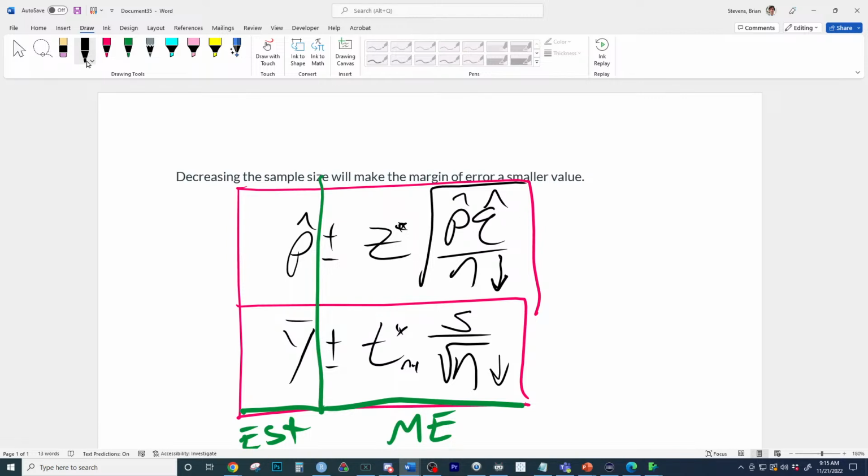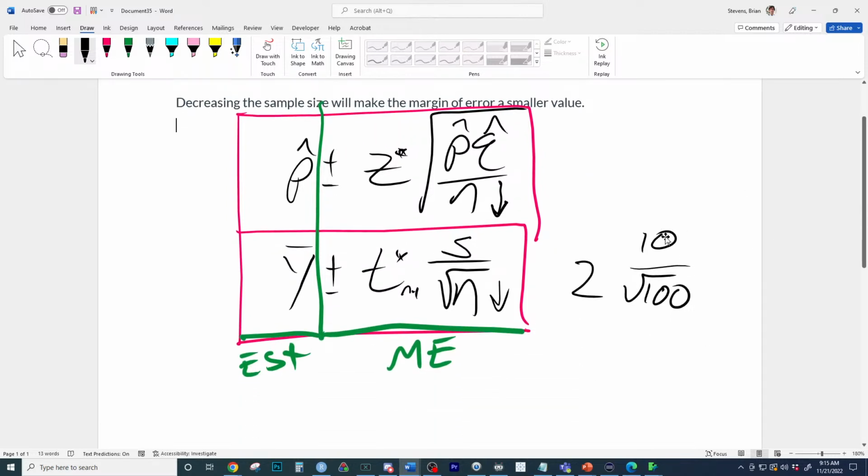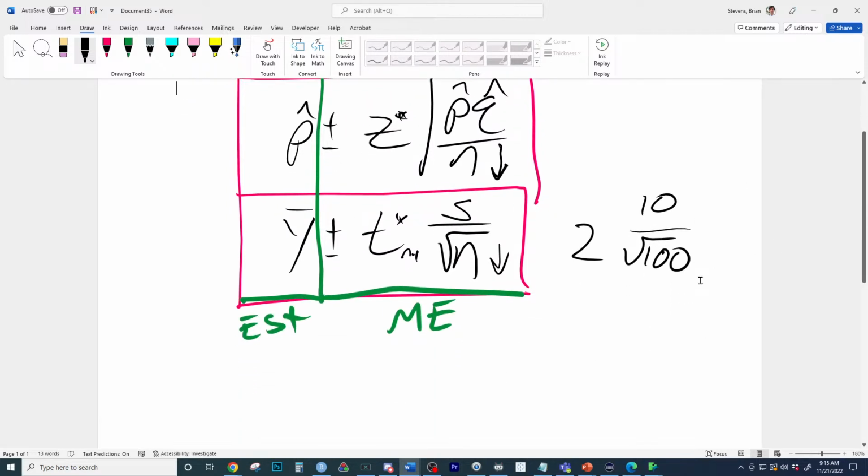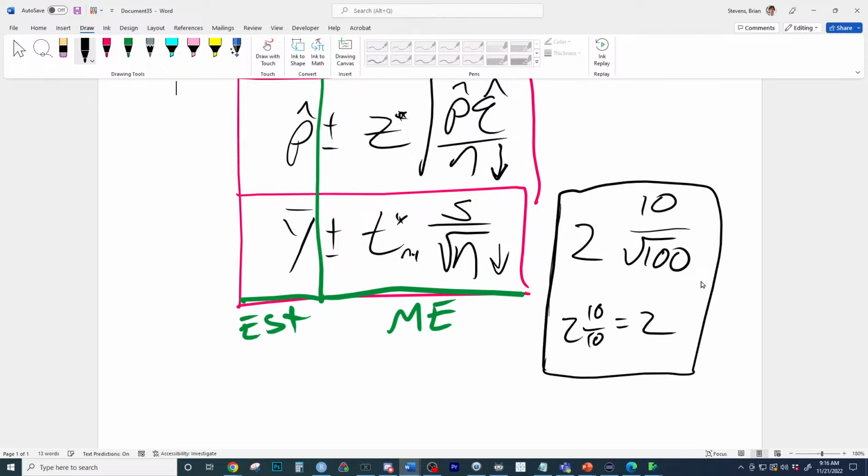So let's put in a T of 2 just to solve a problem right here. And let's put in an S of 10, and we'll do square root of 100. And you can see here, the problem solves out to be 2 times 10 over the square root of 100, which is 2 times 10 over 10, which is equal to 2. So that's one example of solving it out. It's 2. Now let's decrease this and see what happens.